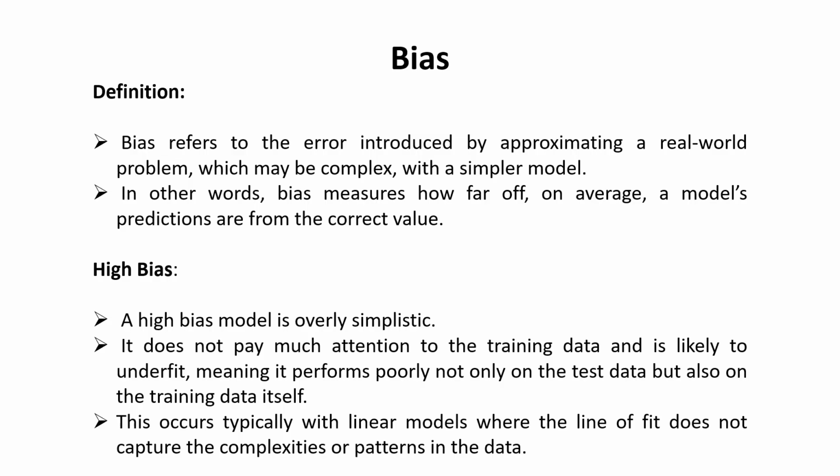So next we are going to see what is high bias. High bias means a model is overly simplistic. It does not pay much attention to the training data and is likely to cause an underfit, meaning that it performs poorly on the training data and also on the test data.